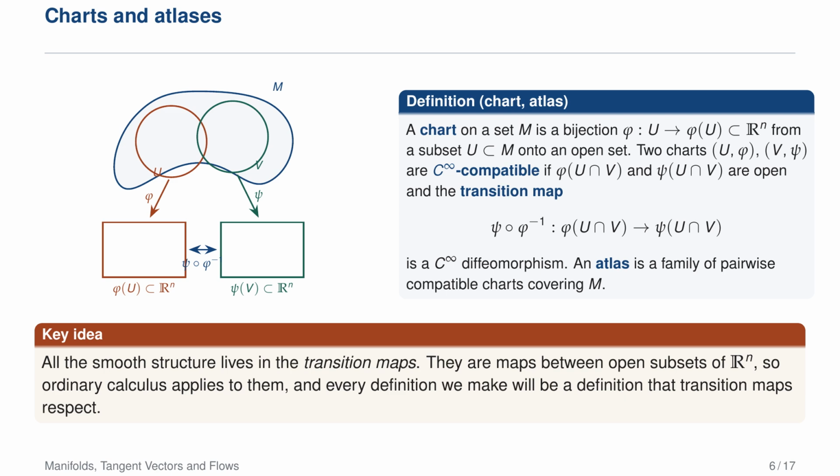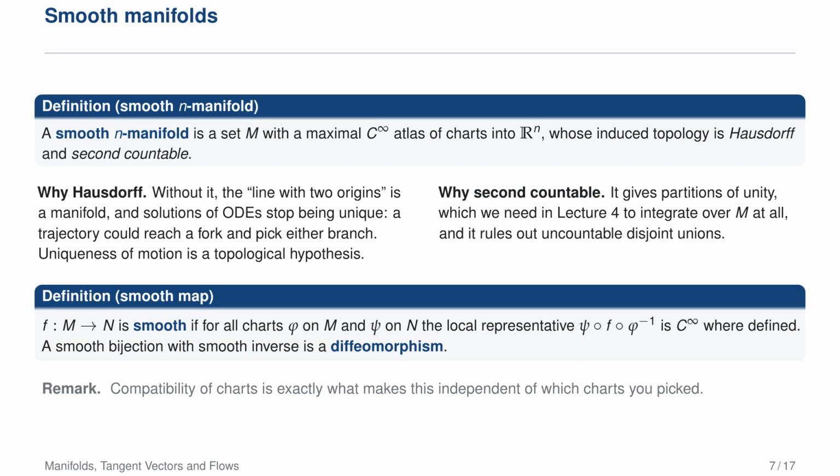Now the point to carry away. All of the smooth structure lives in the transition maps. Transition maps are maps between open subsets of R^N, so ordinary multivariable calculus applies to them without apology. And every definition we make from here on will be a definition that transition maps respect. If a notion is not invariant under change of chart, it is not a notion about M. So here's the definition. A smooth N manifold is a set M with a maximal smooth atlas of charts into R^N, whose induced topology is Hausdorff and second countable.